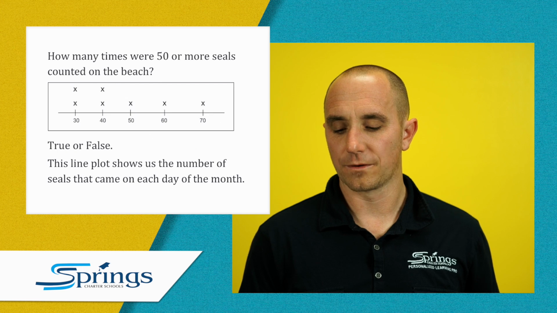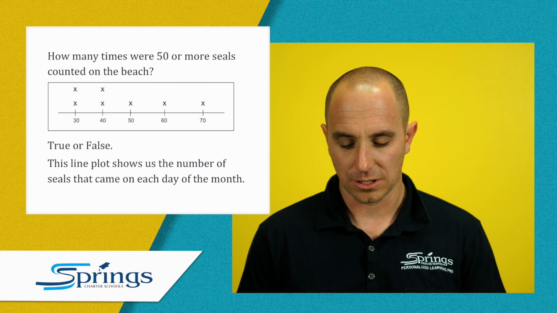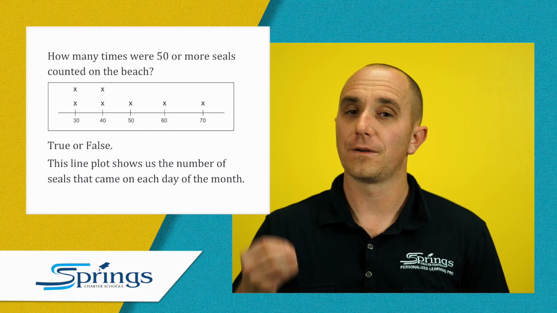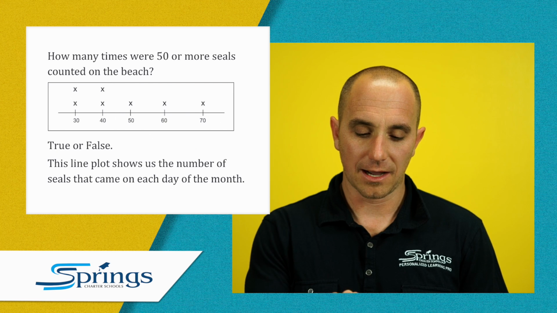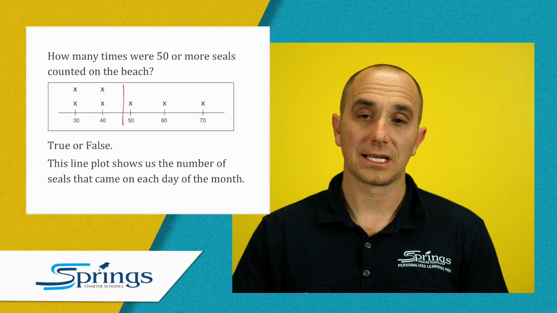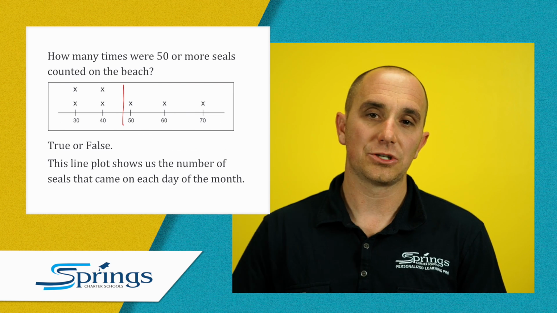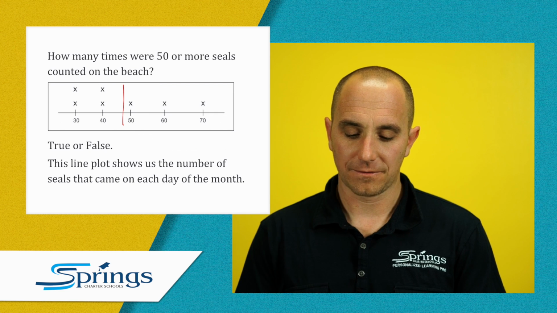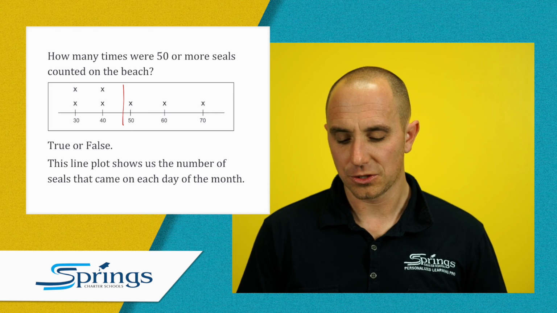Okay, so how many times were 50 or more seals counted on the beach? So again, we're looking for 50 or more. So you can see we have 50, 60, and 70. We have 1 X on each of those. So 3 times 50 or more seals were seen on the beach.